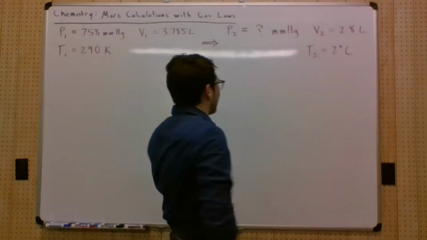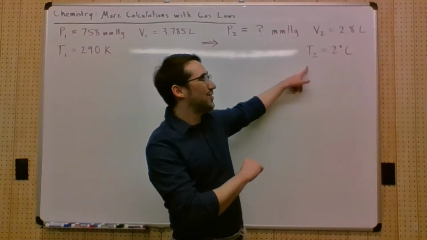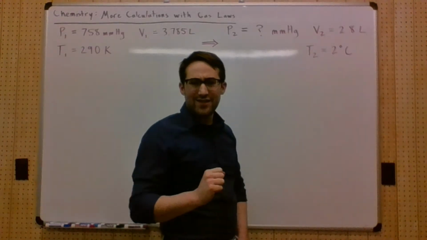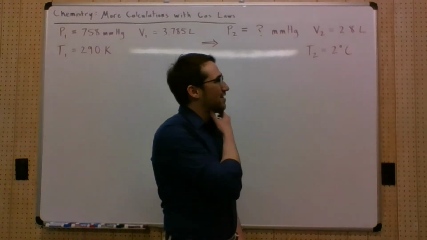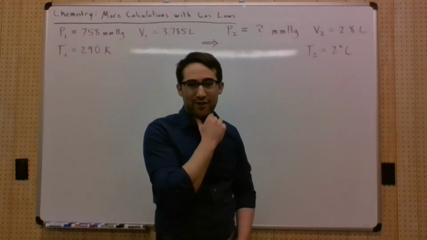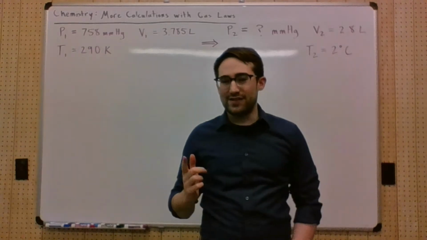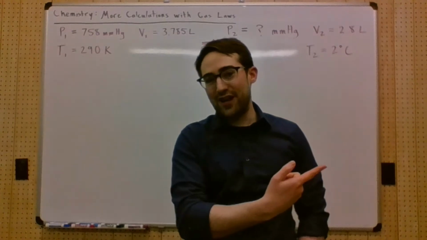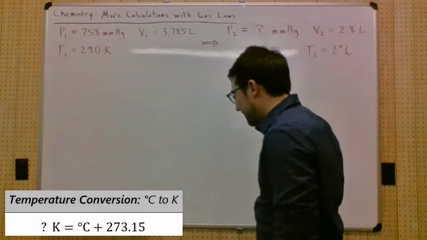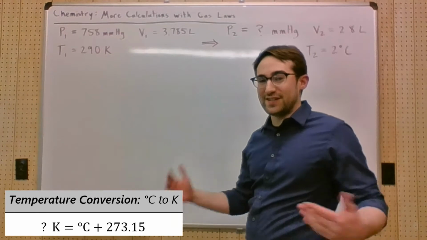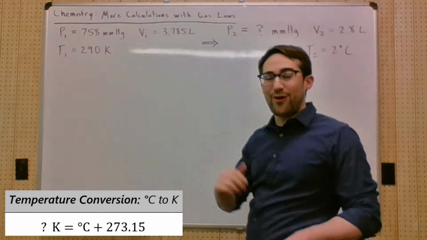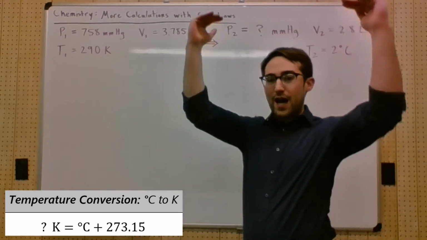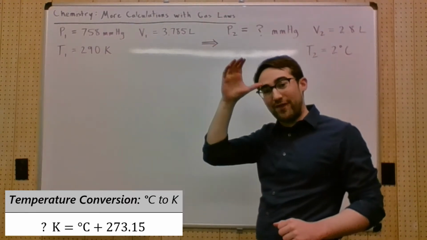So we got a huge temperature change here going from 290 Kelvin to 2 degrees, but it's in Celsius. So we have two different temperature values here. So we're going to need to convert one of them. We want to do all our gas laws in Kelvin. So we're going to change our Celsius into Kelvin and see how that works out. Whenever you need to convert between Celsius and Kelvin, it's just changing by 273.15. So we're just going to take 2 degrees Celsius and bump it up by 273.15 degrees.